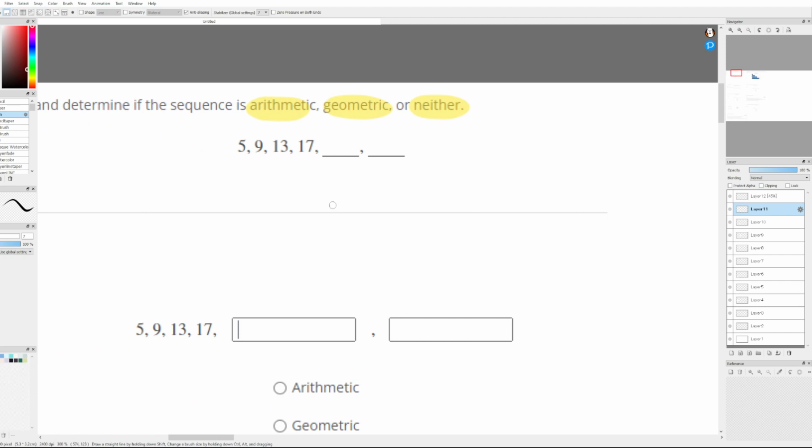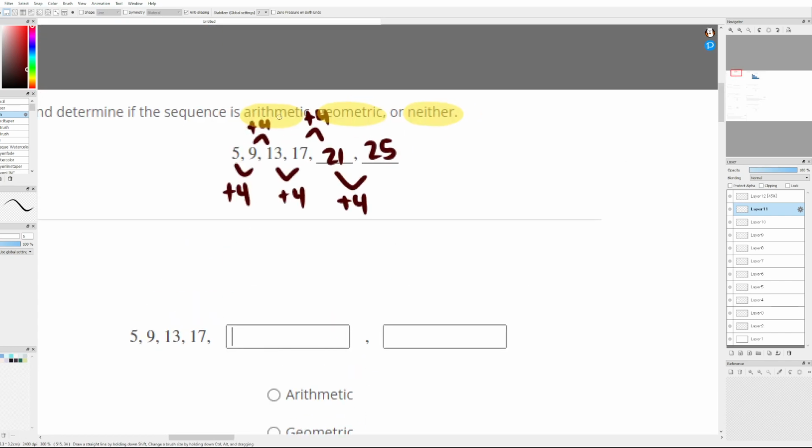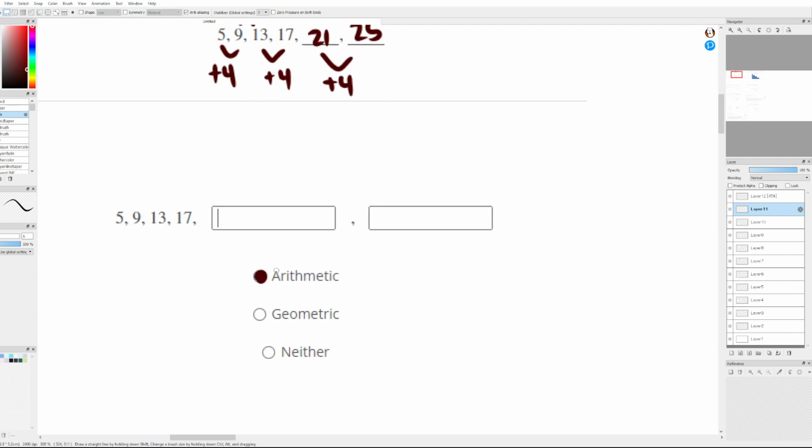So let's go back to this example problem that we have. 5 to 9, that is a plus 4 increase. 9 to 13 is also plus 4. 13 to 17 is also plus 4. We can assume that 17 to this next number is going to be 17 plus 4, which equals 21. We can assume that 21 to this next number is going to be plus 4, which is going to give us 25. It is adding consistently each time, so it's going to be arithmetic.